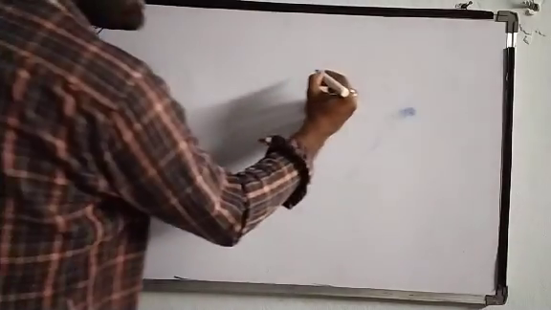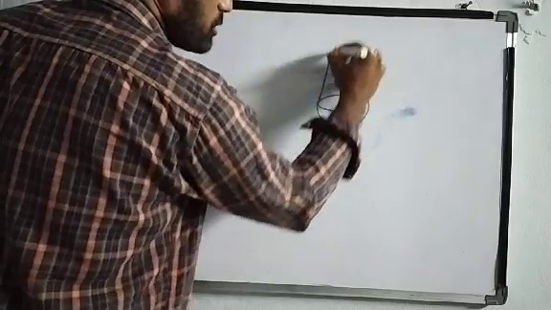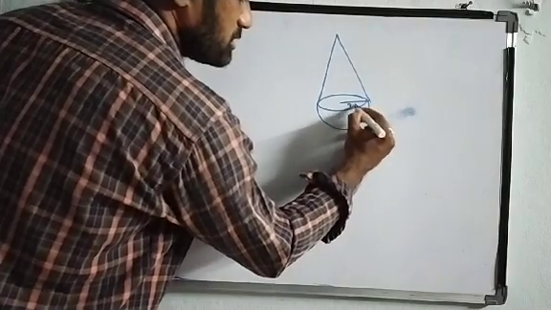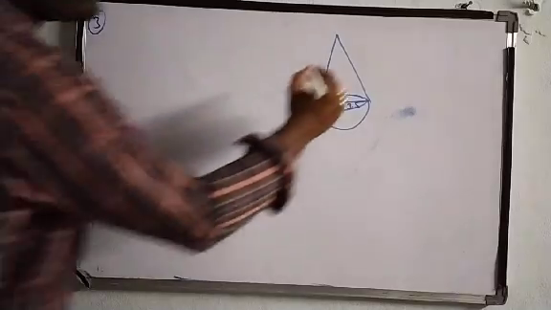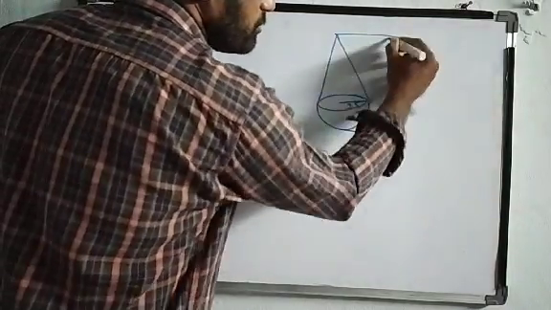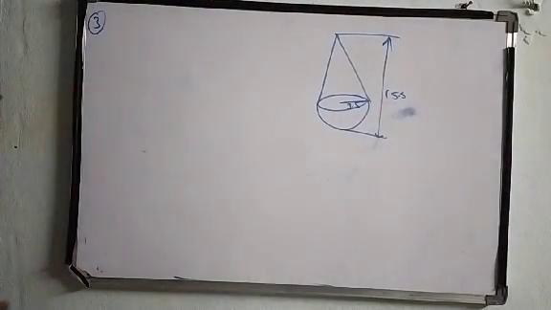A toy is in the form of a cone mounted on a hemisphere. So there is a toy in what shape? Means on the hemisphere there is a cone. So like this, there is a toy of radius 3.5 centimeter. So radius is 3.5 centimeter. And total height of the toy is 15.5. So total height is 15.5. So we need to find out the total surface area of the toy.